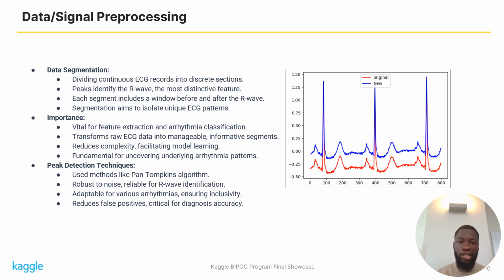During the data segmentation, I was able to transform raw ECG data into manageable segments, which can be easily processed for machine learning. For peak detection, I use methods like the Pan-Tompkins algorithm, which is robust to noise and reliable for R-wave identification.